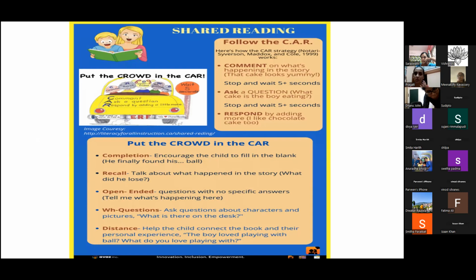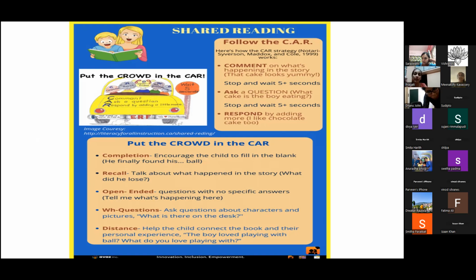So it's called CAR. Comment on what's happening in the story. So suppose you're reading a story about some cake or whatever, you can say that cake looks yummy. Then you ask a question. What is that boy eating? And as soon as you ask the question, you don't have to answer. Wait for 5 to 10 seconds. See if your child is able to answer the question. Respond by adding more. So if in that story somebody is eating a chocolate cake, you can answer chocolate, but you could also respond by adding more and saying, I like chocolate cake too. So you are modeling. Basically, shared reading is a way of building language.